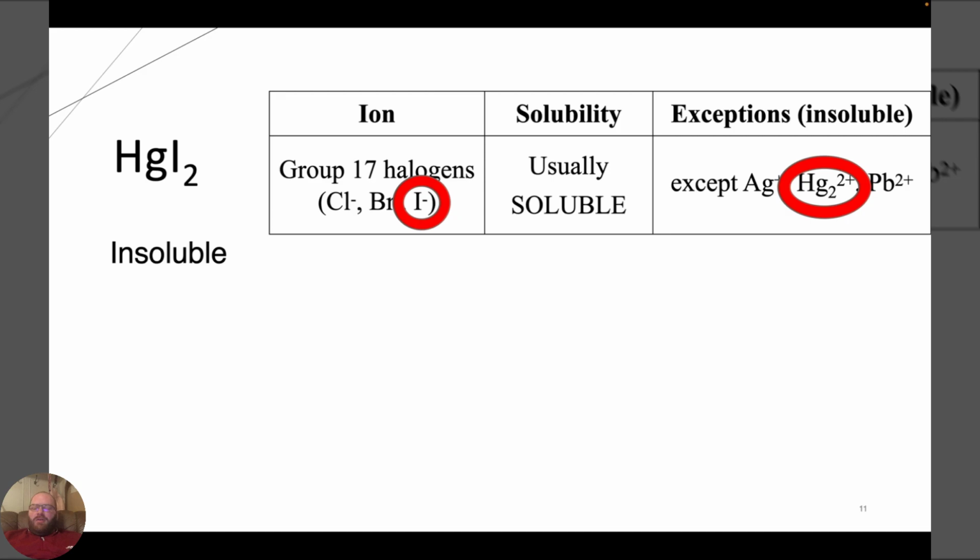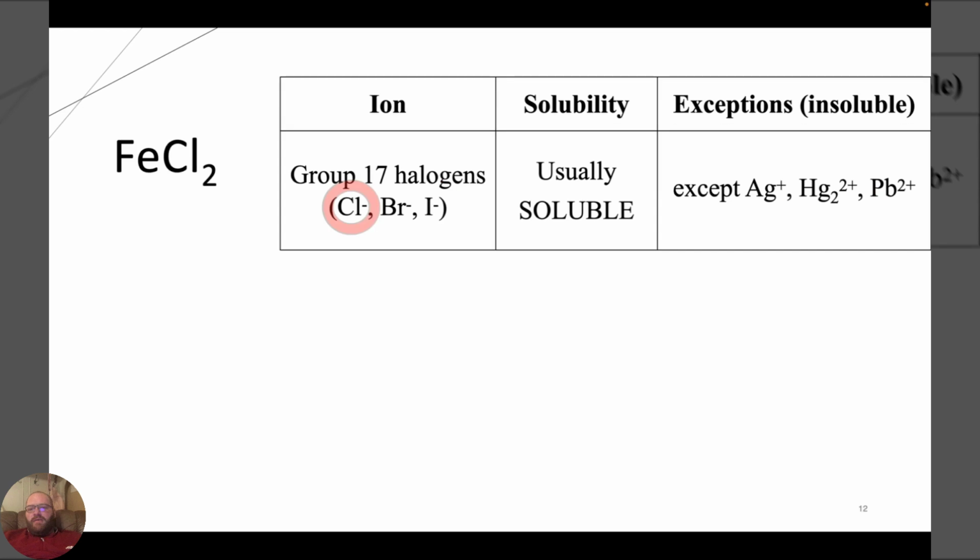Then we have iron and chlorine. Iron is not on that first column anywhere, but chlorine is on that halogens row once again. Usually soluble unless it's mixed with silver, mercury, or lead. Fe is iron, and it's not any of those three, so this one is going to stay soluble. And this one is rule 3: usually soluble, cation is not an exception.